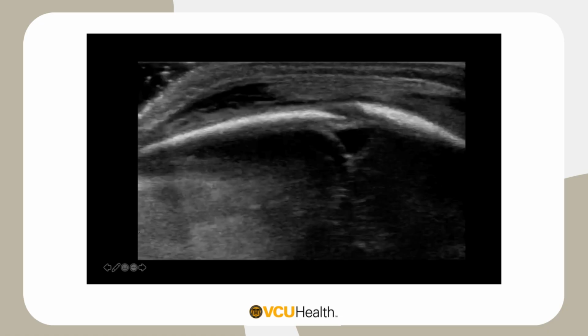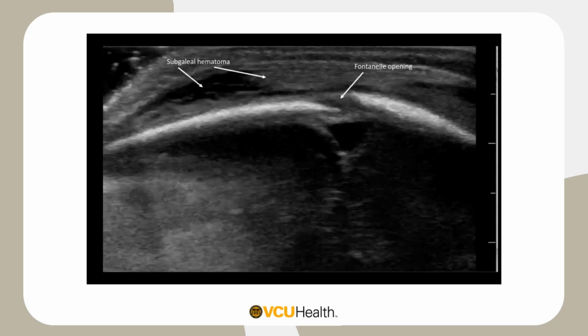So here is an example. What do you see here? Do you see an area that looks like an opening, with a little triangle underneath the opening, and then an area that looks like a hematoma? The hematoma actually crosses over the suture line here. So we know that this is not a cephalohematoma because it's going over the suture line. This looks like a fontanelle to me. And what it says here is fontanelle opening, subgaleal hematoma, because we know that this is not a cephalohematoma.